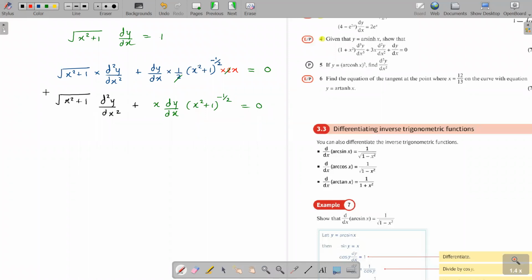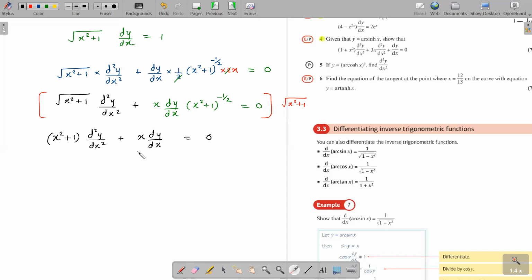And then we multiply the whole equation with the root x square plus 1. Multiply the whole equation with root x square plus 1 and we end up getting root x square plus 1 into root x square plus 1, you get directly the x square plus 1, right? Into d square y by dx square plus x dy by dx times the root x square plus 1 with the x square plus 1 to the power minus half basically gives the power 0, right? Because the power plus half and power minus half multiply, so the powers add and give you power 0. They cancel off basically. So that's it, equals 0. 0 times root x square plus 1 is 0.